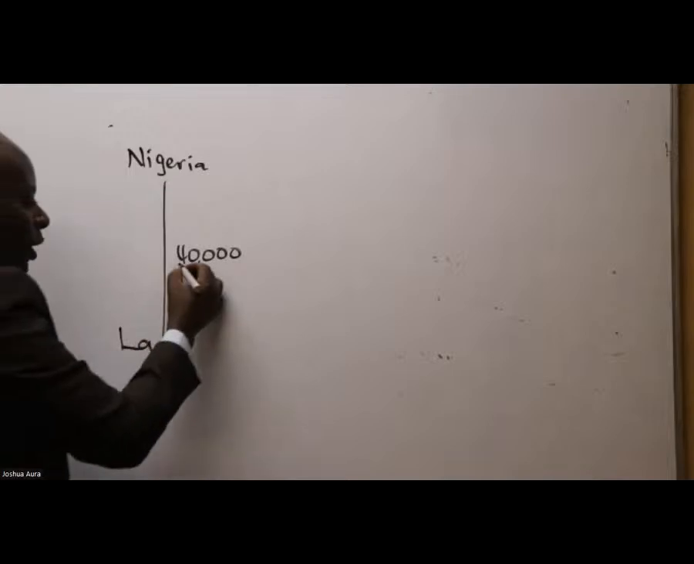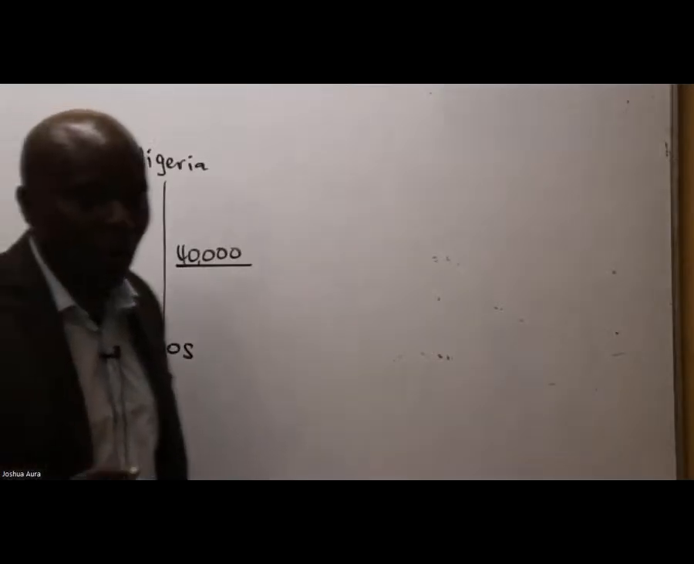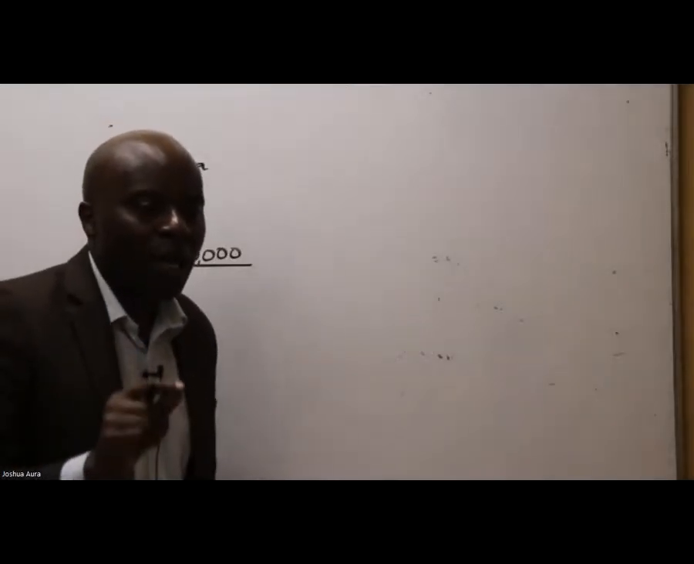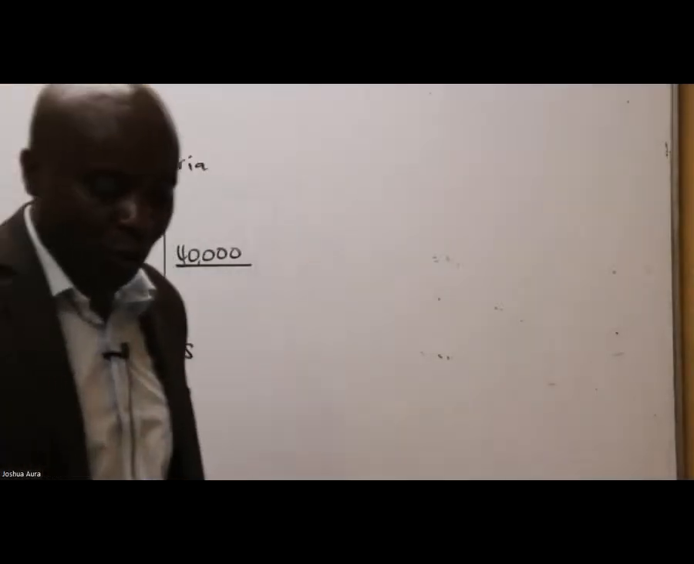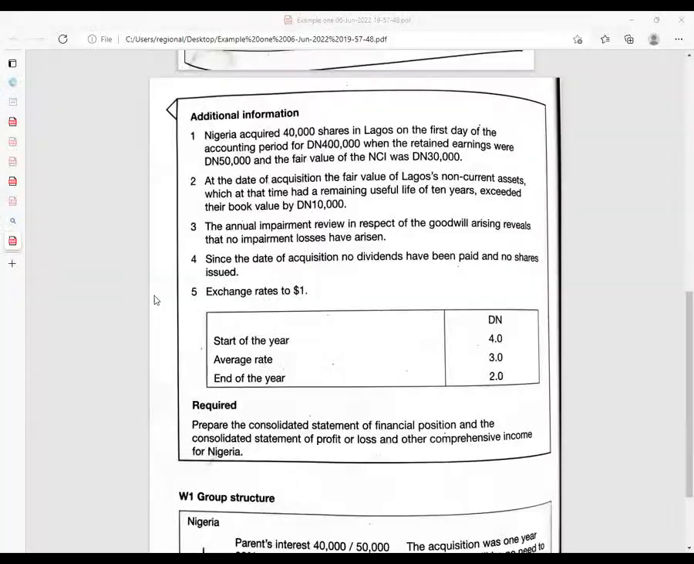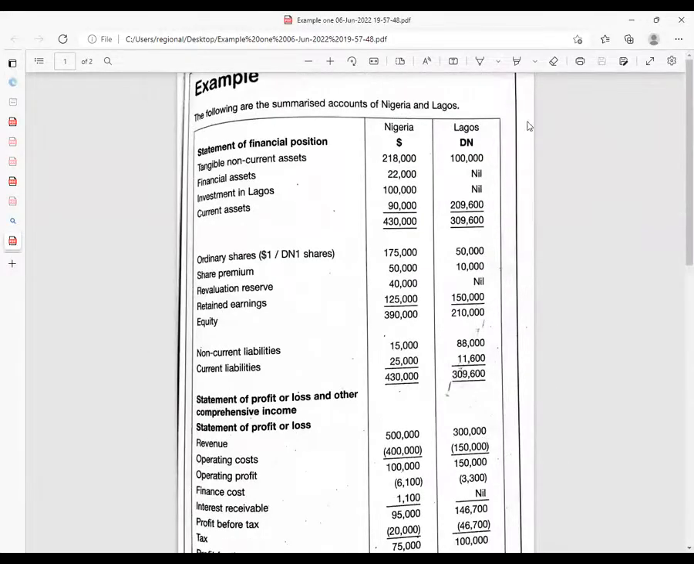I'm interested in knowing the percentage of this investment. We bought 40,000 shares of Lagos, so how many shares does Lagos have in full? Please go to the statement of financial position of Lagos and read the total number of shares. Look at it: ordinary shares, DN 1 shares, meaning that the par value is 1.